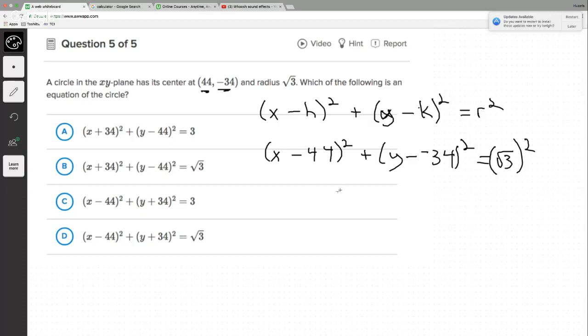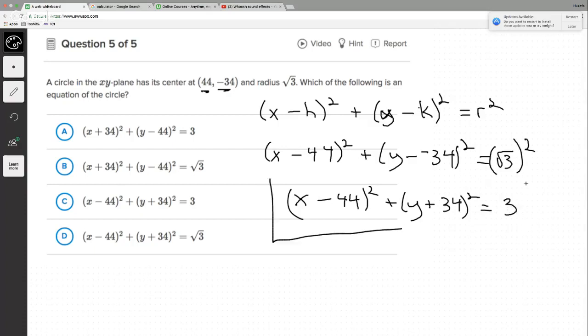So let's clean this equation up a little bit. We've got (x minus 44) squared plus (y, this is a minus a negative, so it becomes a positive 34) squared. And the square root of 3 squared, these two just nullify each other. The square root and the square are opposite operations, so we are just left with 3. And that's it. Here's your equation of the circle.